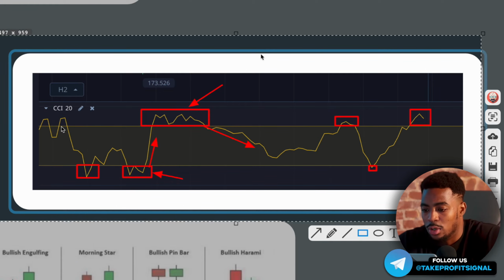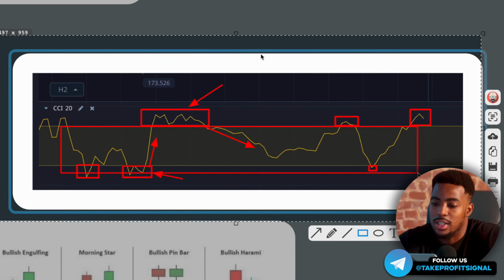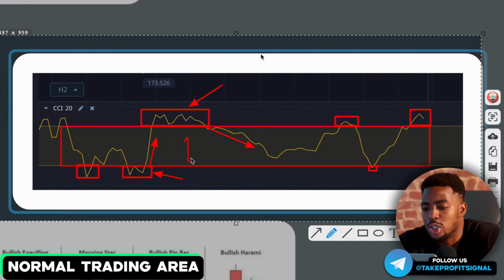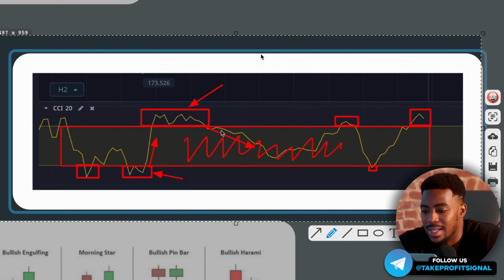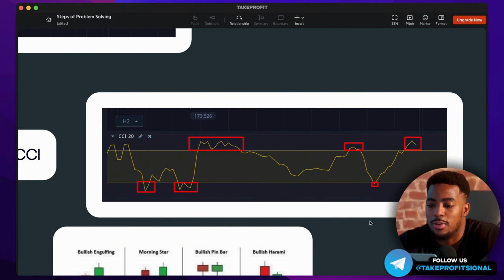The zone between 150 and minus 150 is a normal trading zone, and there is no point in making any trades against the trend here, as in such cases the trend is only developing and you may lose your money.